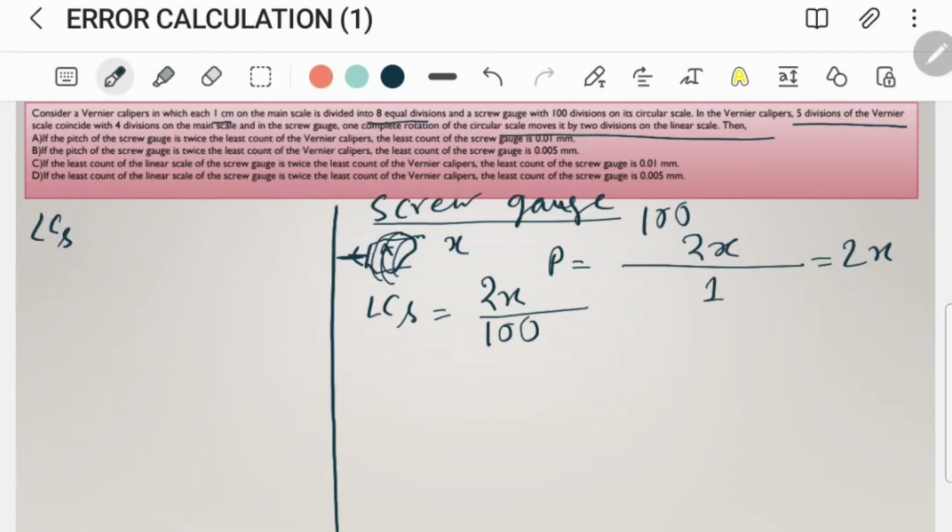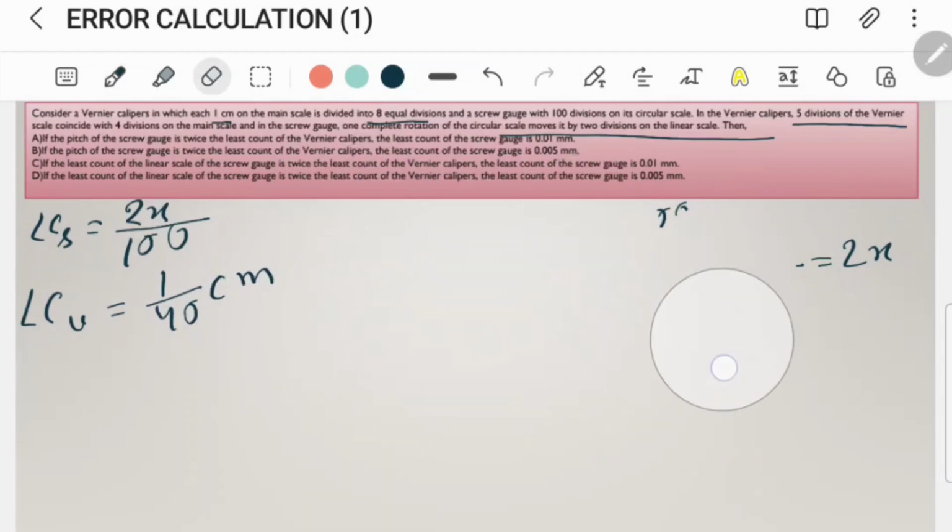Let us write it down over somewhere here. The least count of the vernier scale is 1 over 40 centimeter. They want us to find out which of these 4 options are correct.